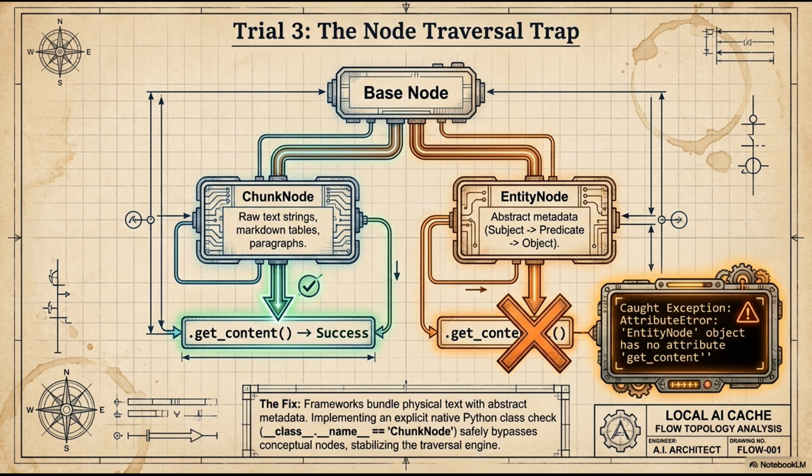Right. A chunk node is the literal data container. It holds the raw string content of a paragraph, a code block, or a markdown table. Within the Python object, it possesses a .text property and a callable .getContent method. So when you ask the terminal to retrieve your original node, the chunk node is the only object you actually care about reading. Exactly. Then what exactly is an entity node if it doesn't contain the document's content?